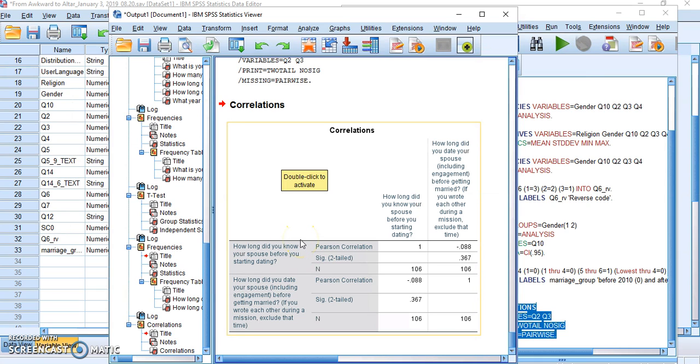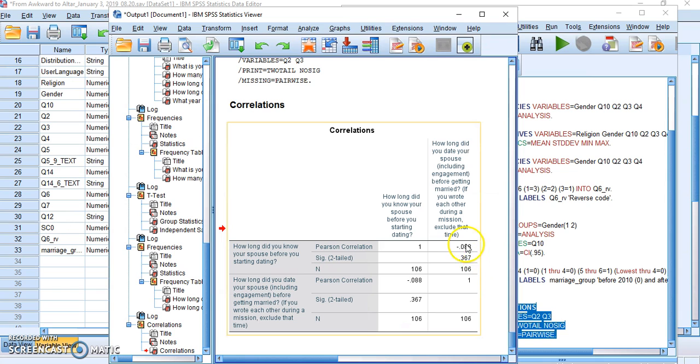Now, in this table, it's a lot easier than the t-test table because all you need to do is look at the Pearson correlation. How long did you know your spouse before dating, with how long did you know your spouse before dating? It's a 1 because they're the same. But how long did you know your spouse before dating, and then how long did you date your spouse, has an R. R is the correlation coefficient of negative 0.088.